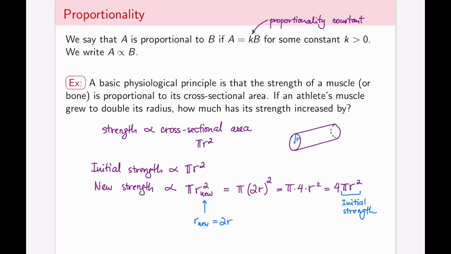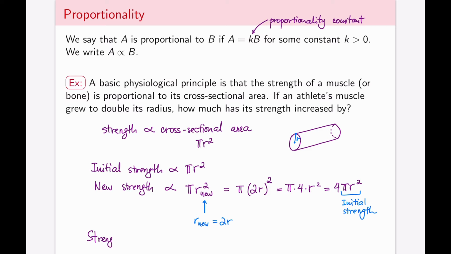So overall, the initial strength was proportional to pi r squared. The new strength is now proportional to 4 times the original strength. And that is our answer. Once the muscle grew to double its radius, the strength has actually quadrupled. Okay, let's write that down and think a little bit more about the conclusion.